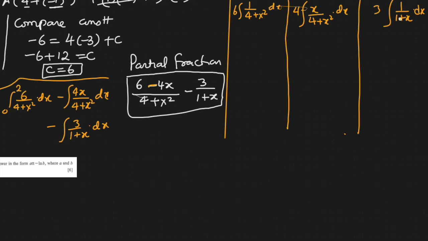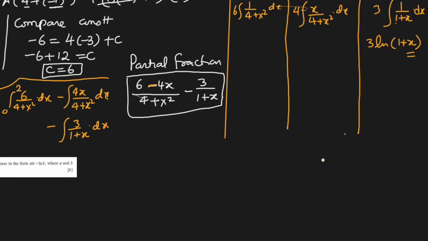This one is the easiest one because we have a linear denominator. It will be 3 natural log of 1 plus x. That's it, done. One step. Divided by the differentiation of the denominator, but the differentiation of 1 plus x will be 1, so no need. This is the result for this one.